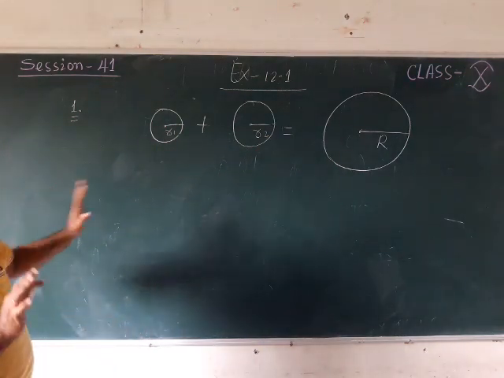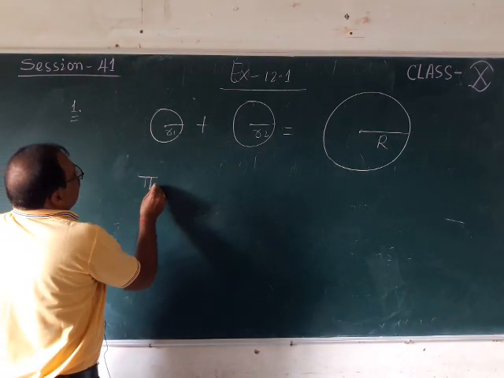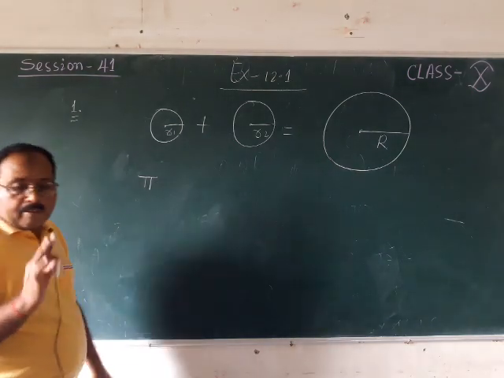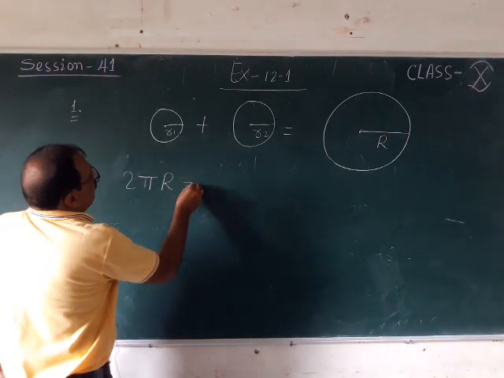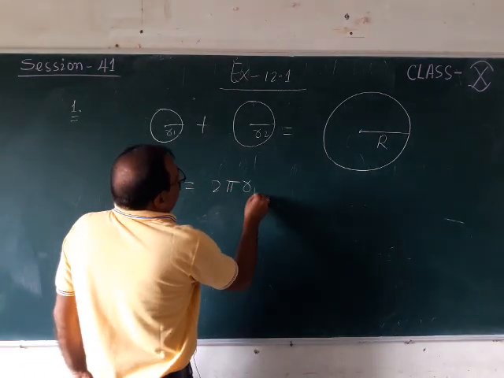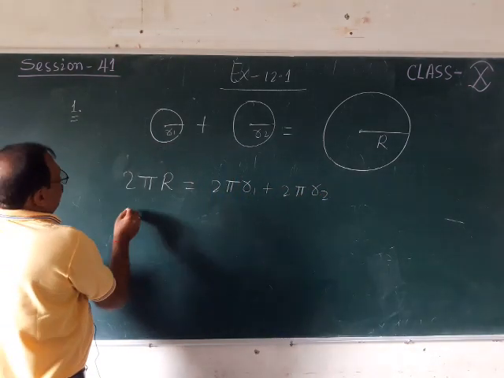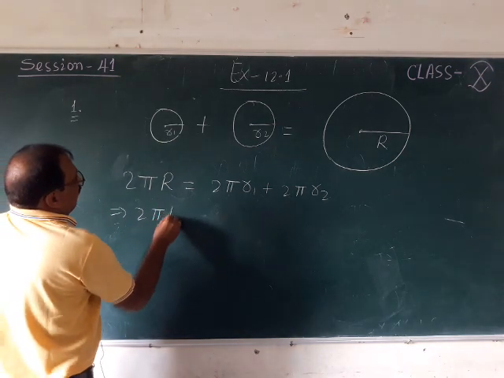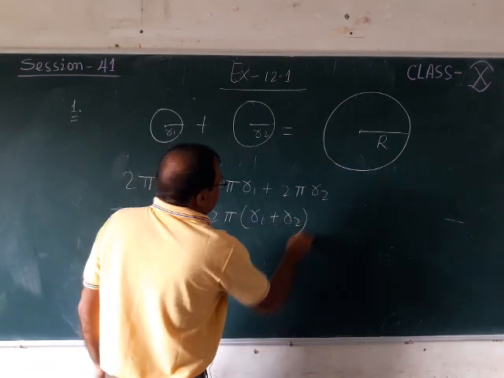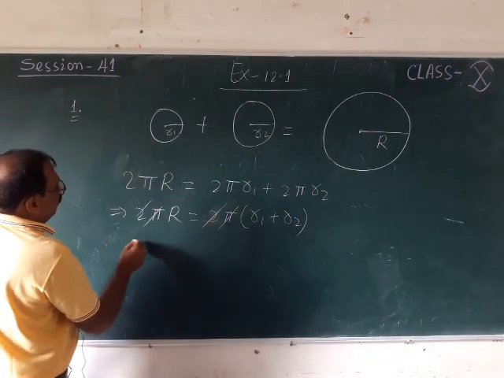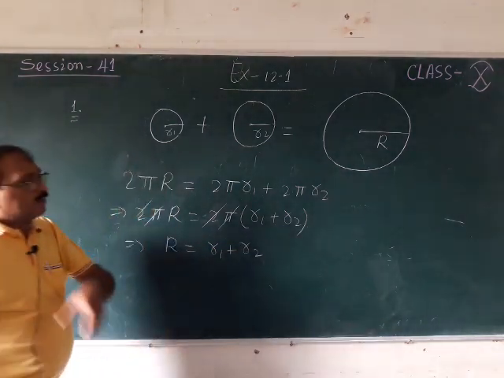But here I have to do some steps. What steps will I write? Since the circumference of the circle is given by the formula 2 pi r, so 2 pi R is equal to 2 pi r1 plus 2 pi r2. Two circles you are having. Then after writing that, I am going to write 2 pi, taking as common, r1 plus r2. Ultimately 2 pi gone. That means R is equal to r1 plus r2, what I was talking about there.